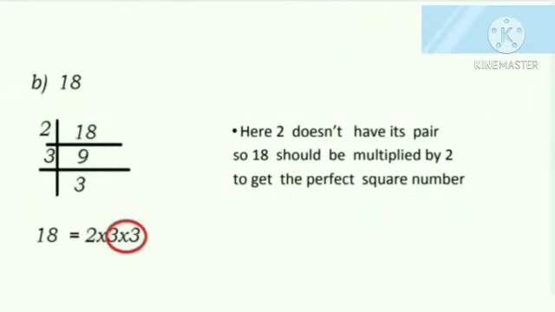Now we are going to solve the second option, option B, 18. So for the least common multiple, 2 nines are 18, 3 threes are 9. Now we have to arrange these in prime factors. 18 is equal to 2 into 3 into 3. Here 3 is having a pair. Here 2 does not have its pair, so 18 should be multiplied by 2 to get a perfect square.